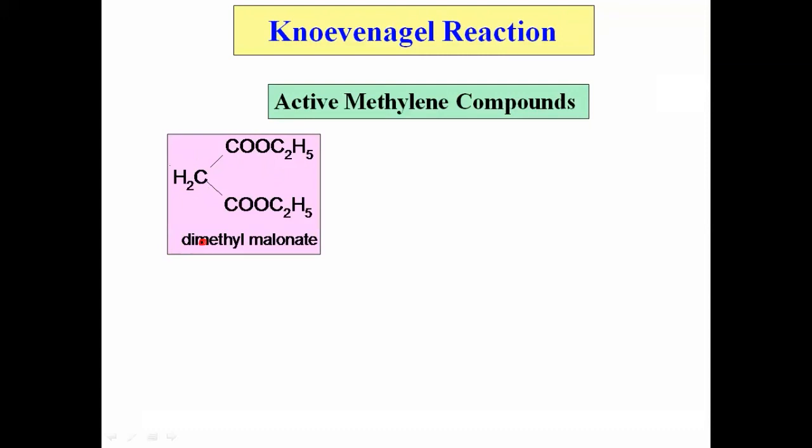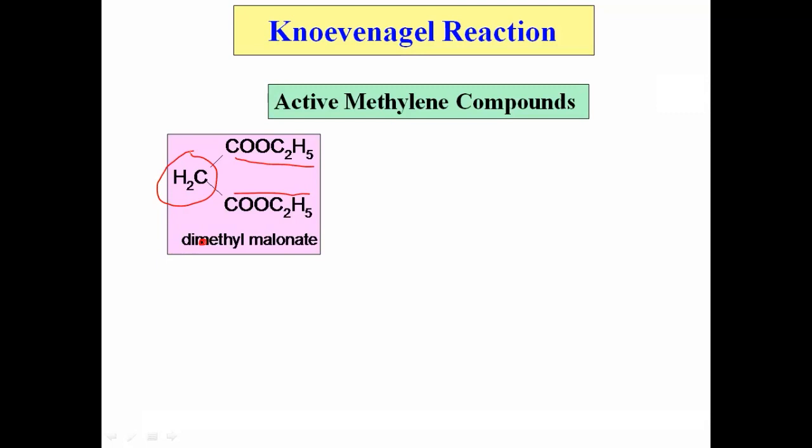Here this is the CH2 group, methylene group, and the methylene group जो आहे, it is attached from one side by COOC2H5, that is ester, and from another side also by ester group. And this is an example of active methylene compound. Now what is meant by active methylene group? Here CH2 is the methylene group, and if that CH2 is attached from both sides by electron withdrawing group, then those compounds are active methylene compounds.